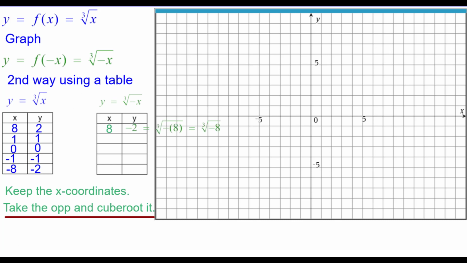So the opposite of 8 is -8, and the cube root of -8 is -2. So when x is 8, y is -2 is plotted. When x is 1, the cube root of -1 is -1.